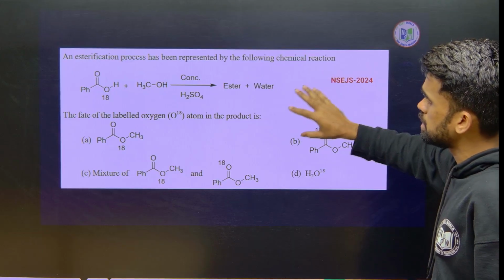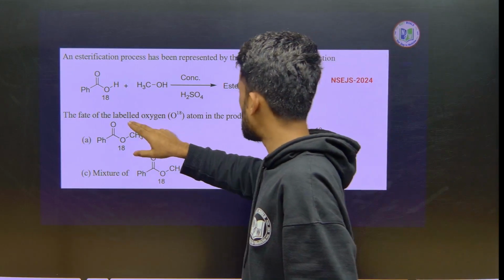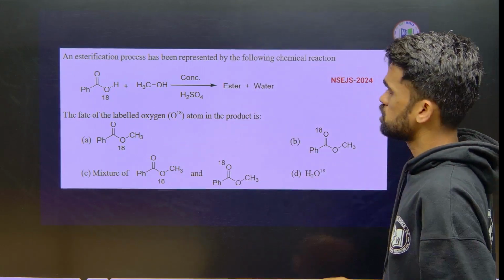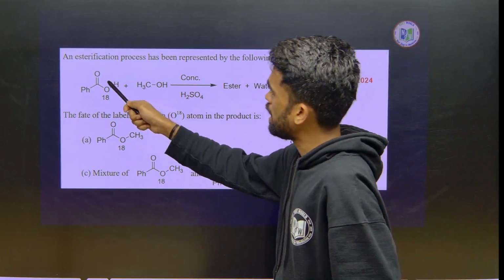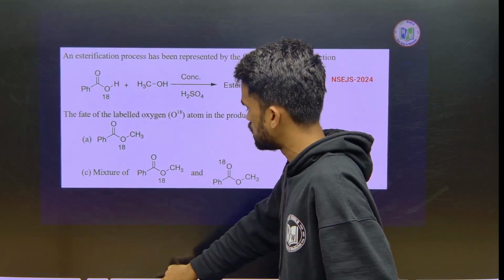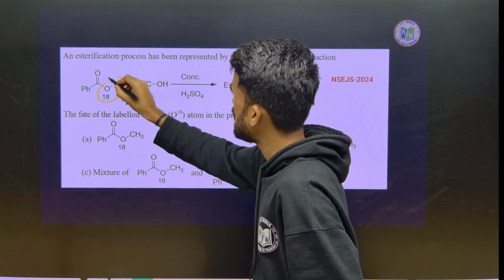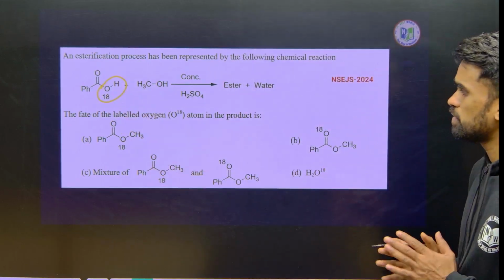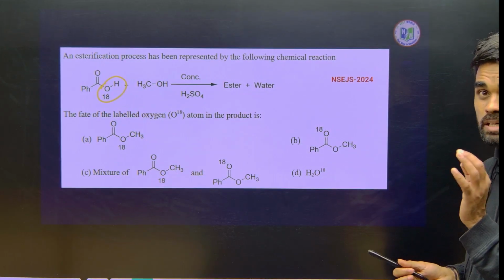The fate of the labeled oxygen atom in the product is... So where will this labeled oxygen atom go during the reaction? What is the expected product from this? So we need to identify it.